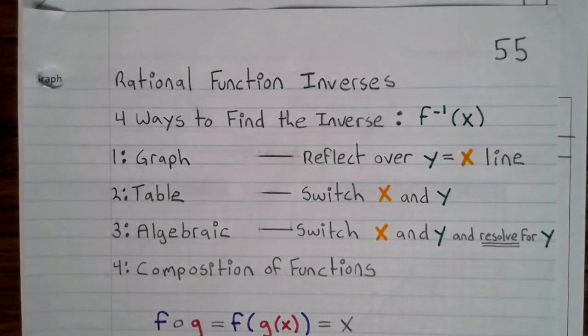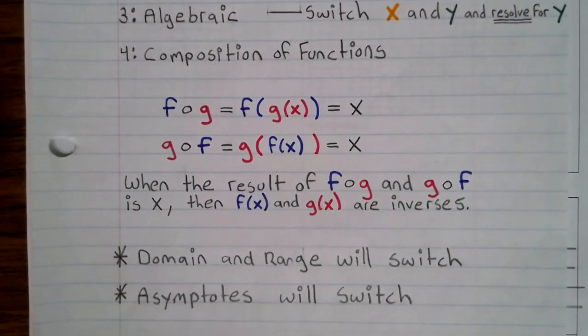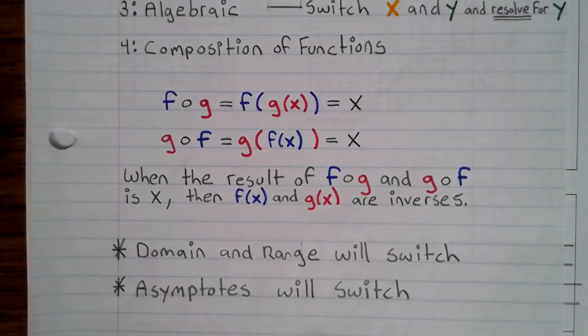Four ways to find the inverse, f inverse of x. Number 1, graph, reflect over the y equals x line. 2, table, switch x and y. 3, algebraic, switch x and y, and resolve for y. And 4, composition of functions. When f of g of x equals x, and g of f of x equals x, when the result of f of g and g of f is x, then f of x and g of x are inverses. A little note, domain and range will switch, and the asymptotes will switch in inverses.